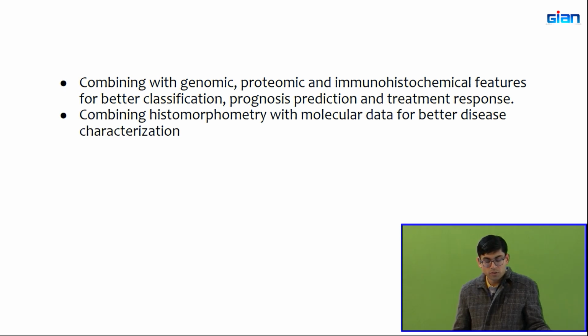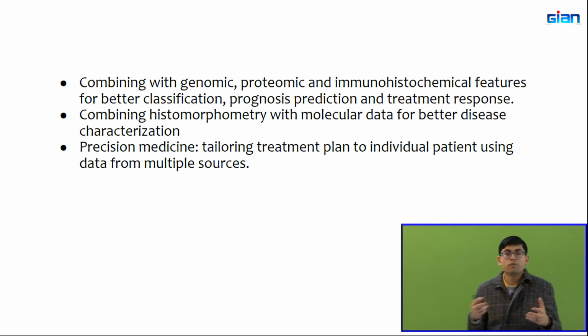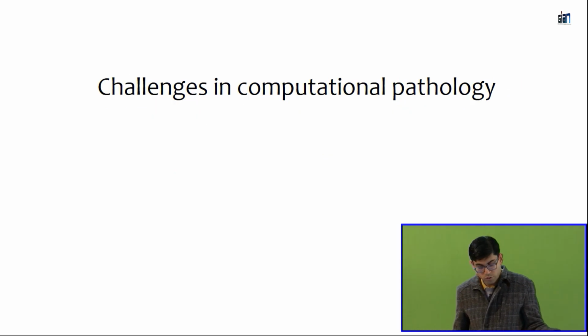You can combine all of this information, theoretically, to get better classification, prognosis prediction, and treatment response assessment. Ultimately, what we want to do is combine histomorphometry with molecular data for more holistic disease characterization, and that would lead us a step closer to precision medicine, which is essentially tailoring a treatment plan to each of the individual patients that we have, using data from multiple different sources.